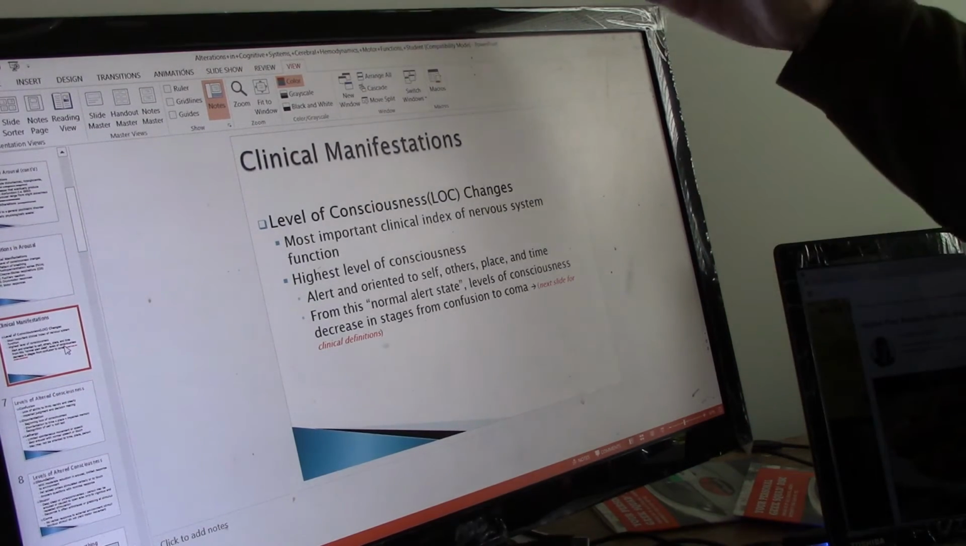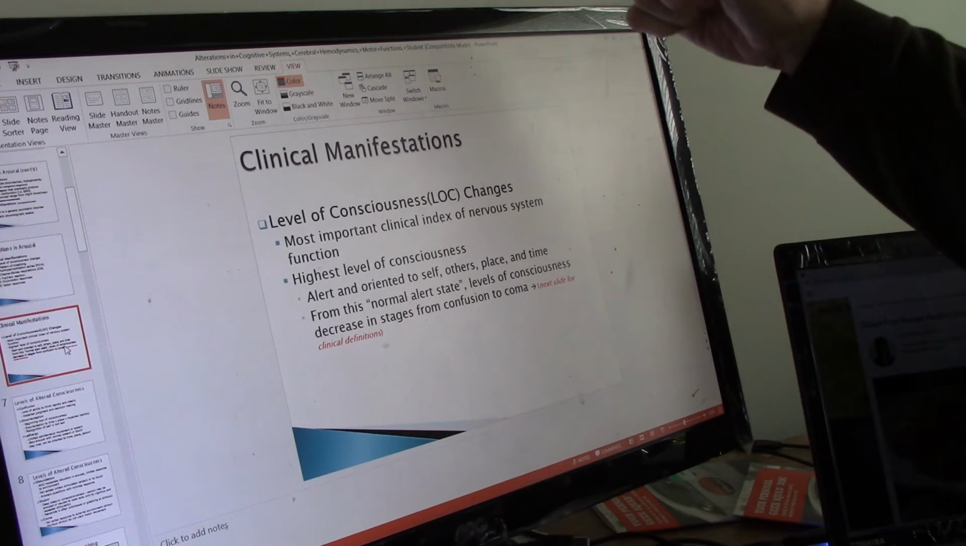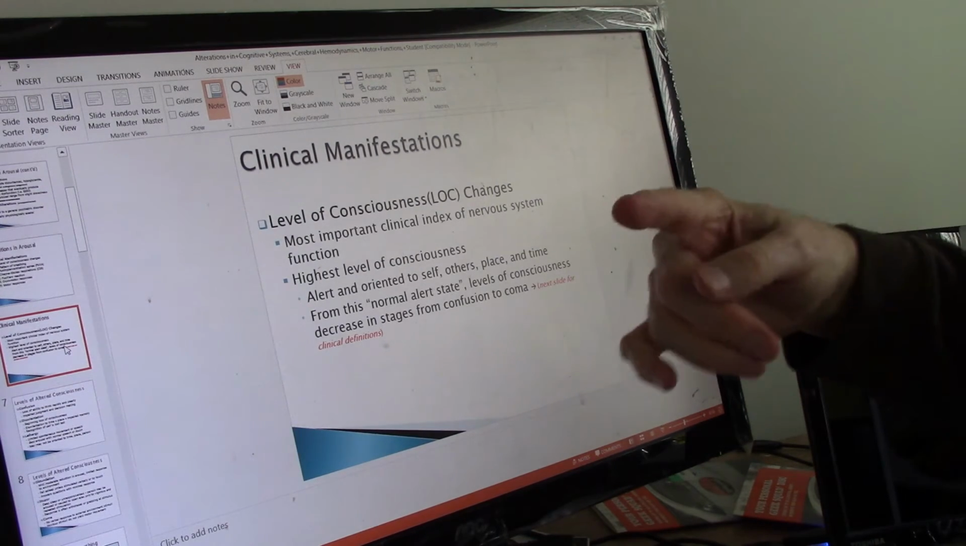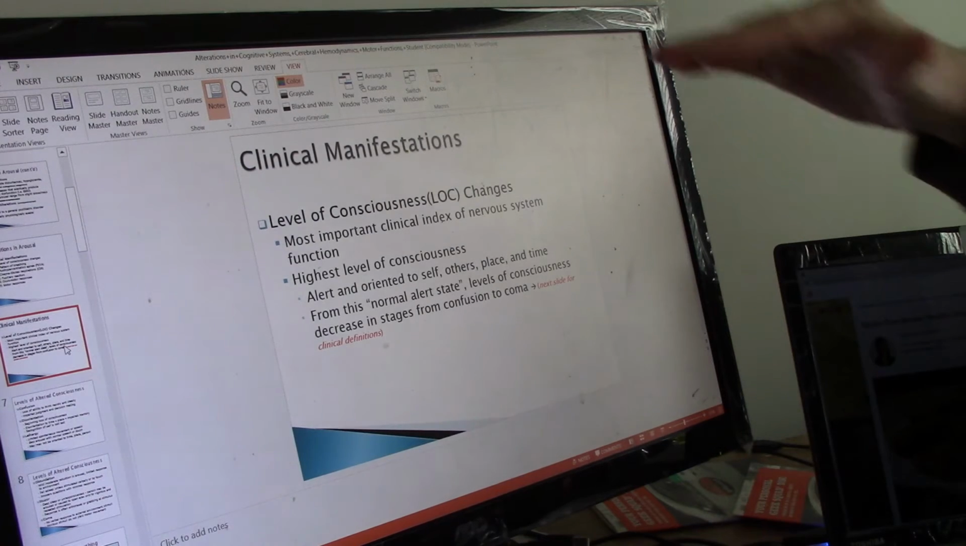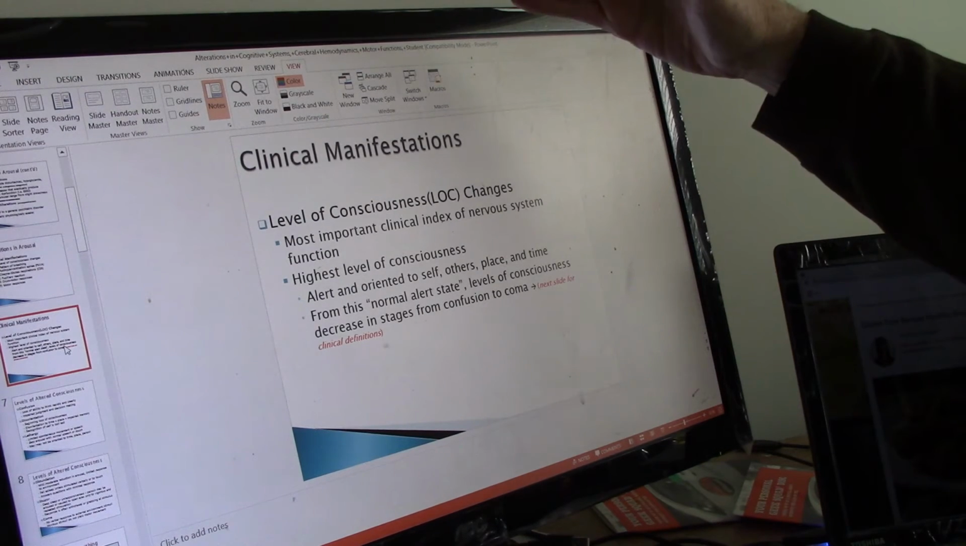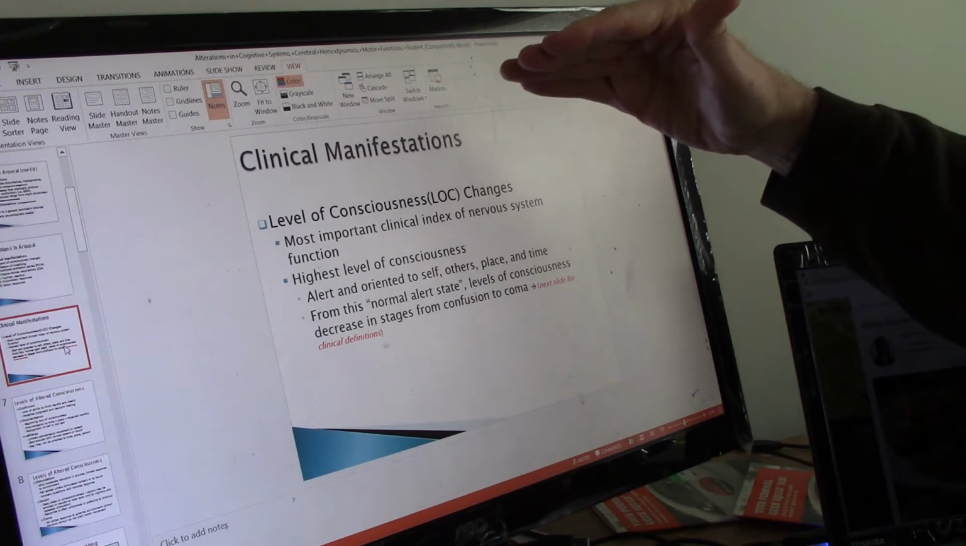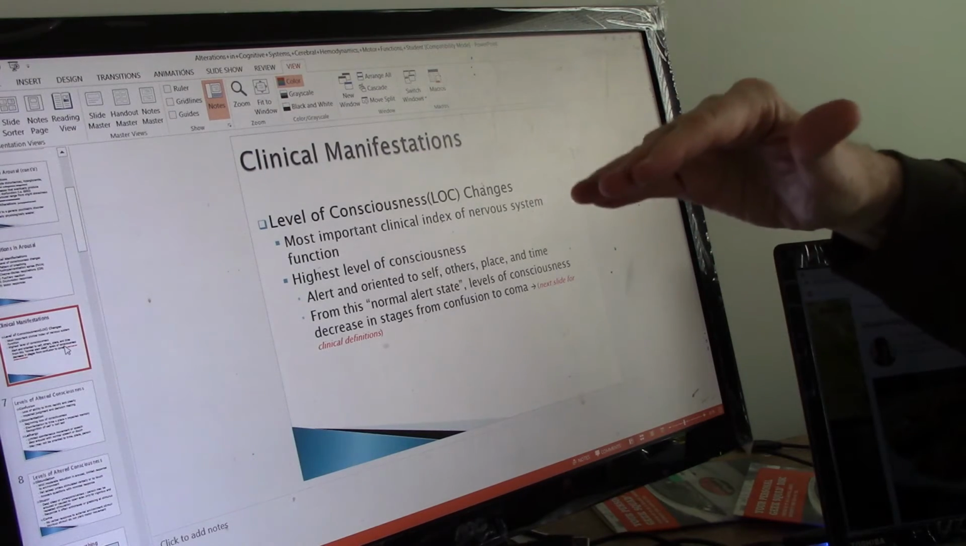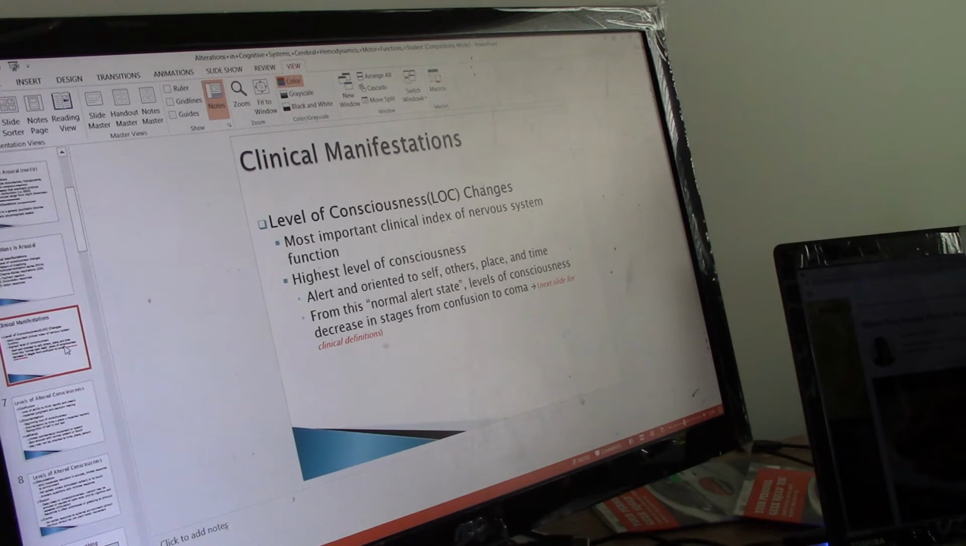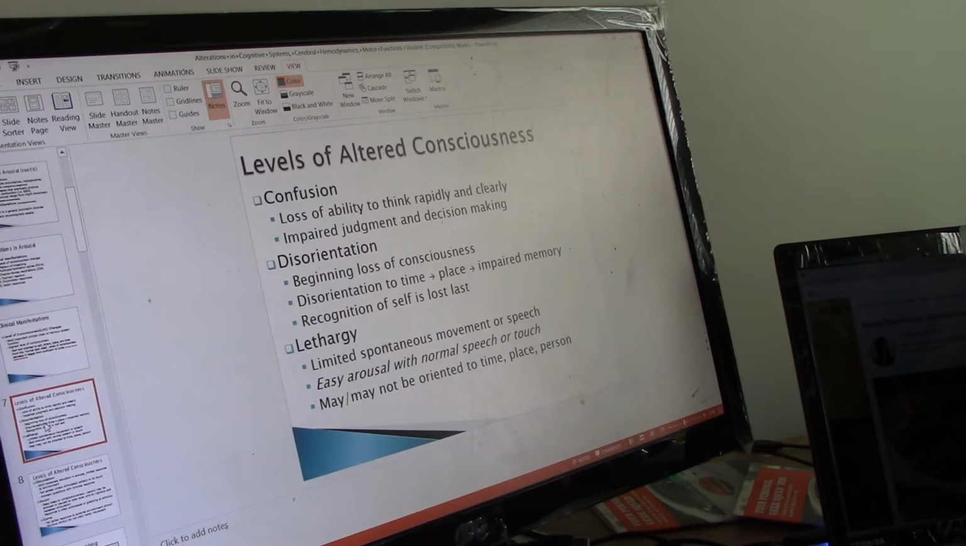Now that's the high normal alert and oriented state, but what happens if they start falling down? Remember I showed you out of McCants those levels. First you start alert and oriented, then you go to confused, then you go to disoriented, then you go to lethargic, and down the line. It just gets progressively worse. And let's look at each one of those a little bit.